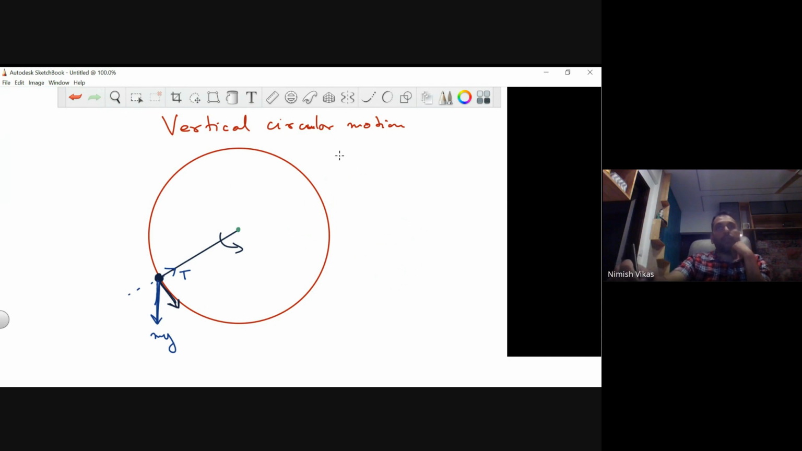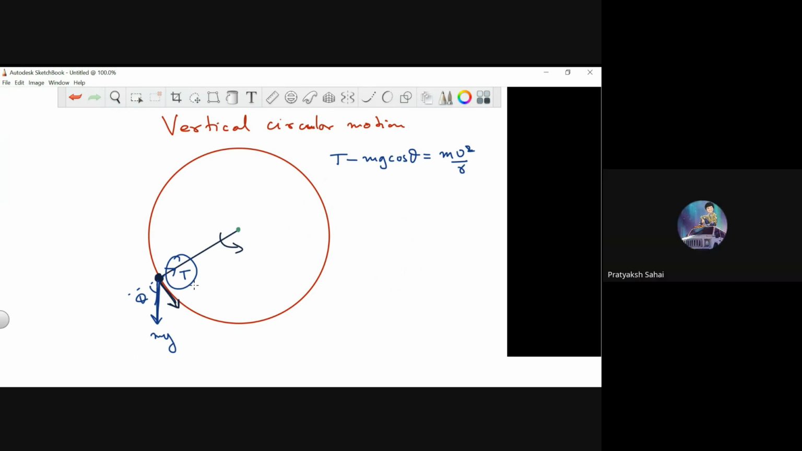What is that? Suppose this angle is theta. Then T minus mg cos theta is the centripetal force, which must be equal to mv square by r. Is that clear, guys? So you see, don't jump and say that one force towards the center is the centripetal force. Is that clear?